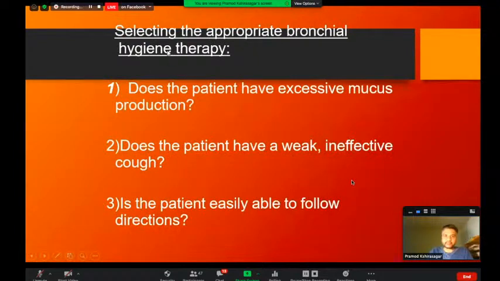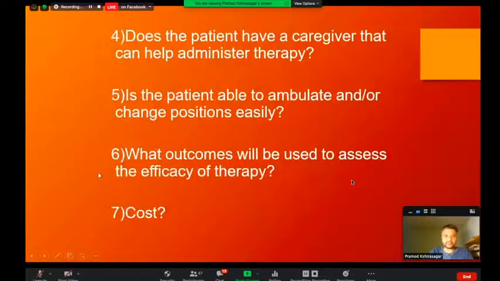So always select the appropriate bronchial hygiene therapy, because I have mentioned several. There are still some more, but I just picked the ones which are commonly practiced. You select which one is best for the patient and advise them, because it has to be an individualized approach. There is no set protocol for the patient, so you have to select which one is effective.